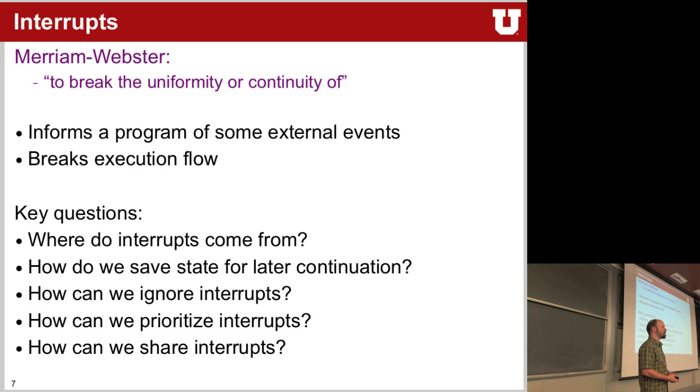How can we ignore interrupts? Sometimes we really don't care if a certain interrupt comes in, so how can we ignore these interrupts? How can we prioritize interrupts? Sometimes if 2 interrupts come almost exactly at the same time, you want to give one of them preference over the other. And how can we share interrupts? Because in the end, you don't have that many interrupt lines into your core. Sometimes you have a lot more events that you're interested in, but only very few interrupt lines, so how can you share one of these interrupt lines? This is what we are talking about today in this lecture.